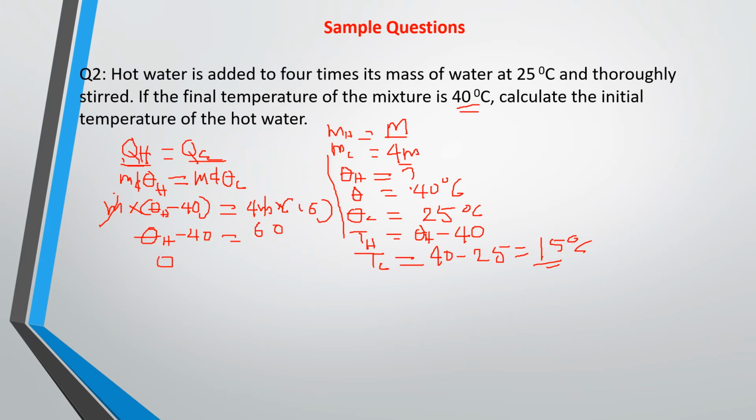Okay, so the temperature will be equal to, if you add 40 to both sides, 60 plus 40. So that will now give us 100 degrees centigrade. Okay, so that is what we are asked to find. This is now the initial temperature of the hot water.